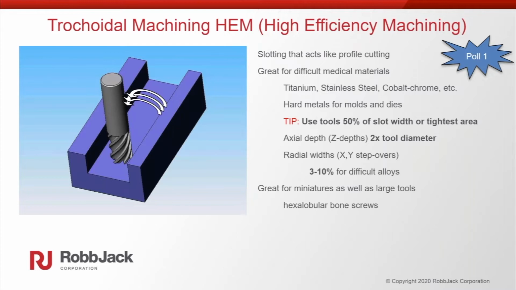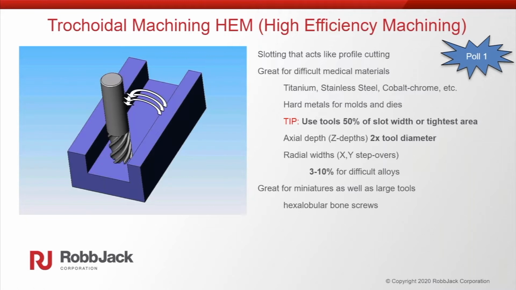The thing that you really want to concentrate on when we're talking about this new type of programming is this one piece of information right here. You want to use tools that are about 50% of the size of the tightest area or the slot that you need to produce. So if this was a 1-inch wide slot, you would want that tool to be 1/2 inch. And what that does is allows you to have the movement that you need as the tool goes around to minimize the angle of engagement.